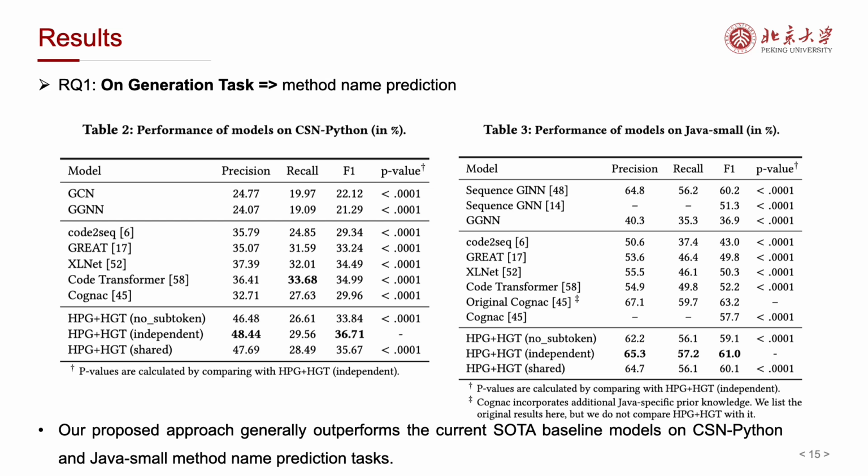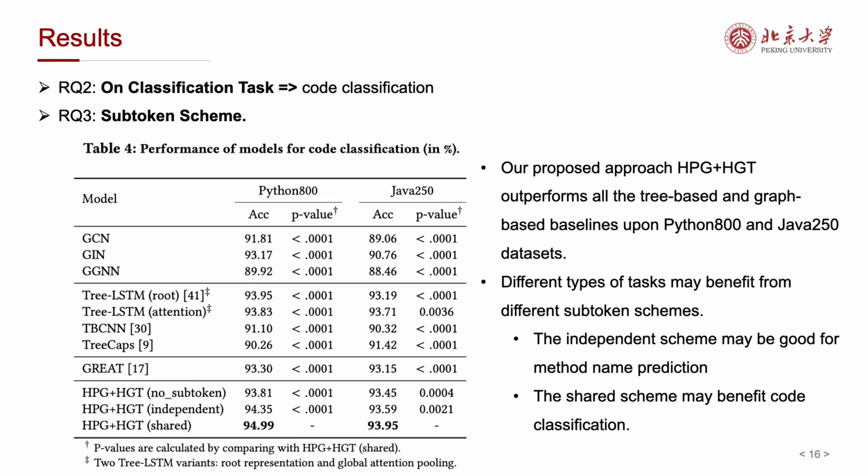We compare our approach with the current state-of-the-art baselines. Our proposed approach generally outperforms the current state-of-the-art baseline models on Code SearchNet Python and Java Small method name prediction tasks. The experimental results of RQ2 are shown in the table. Our proposed approach, HPG-HGT, outperforms all the tree-based and graph-based baselines upon the 2 code classification datasets.